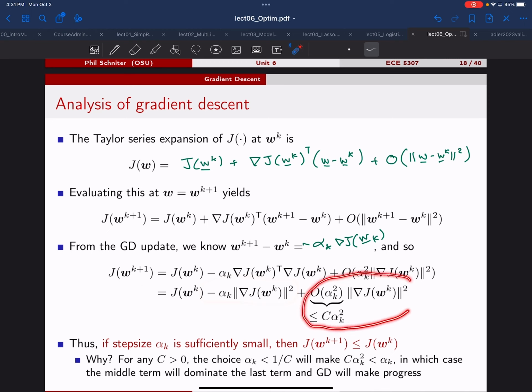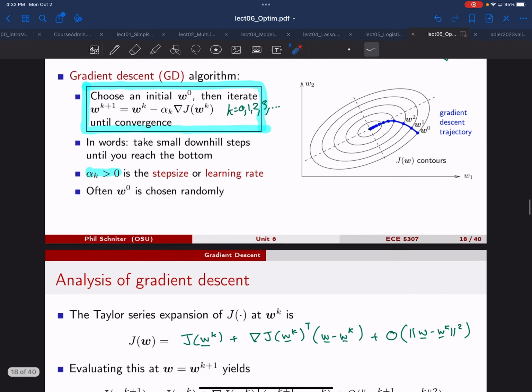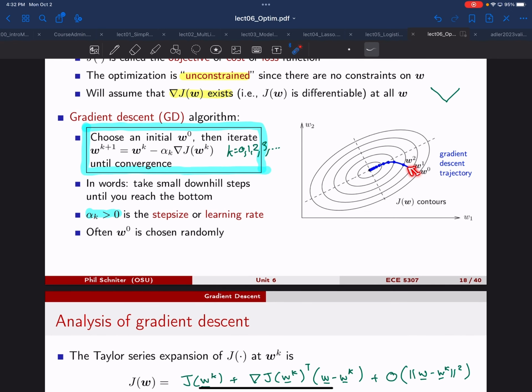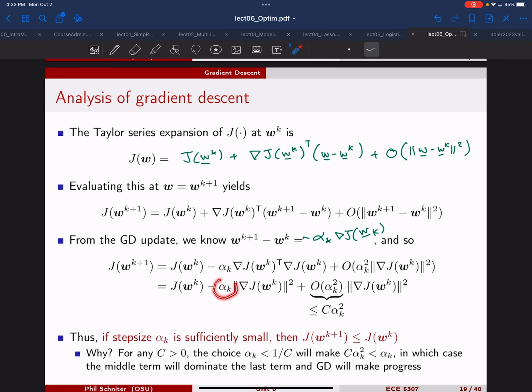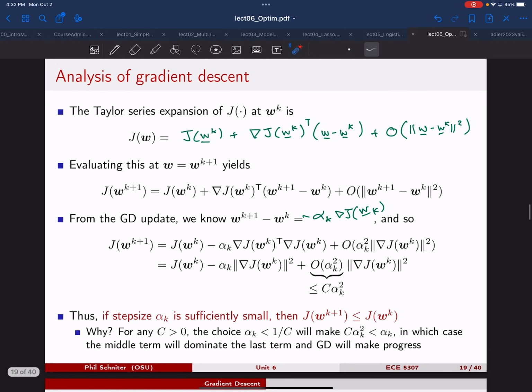What about this term? Does this help us or hurt us? Hurts us, right? Because these things are positive, or in the best case zero, but they could be positive. So this reflects the difficulty in choosing the step size. If you choose the step size really small, as we saw in this picture, you can make progress. If you choose it too large, you can actually make things worse. And that's reflected here. We don't know what c is, but we know it's some number, right?